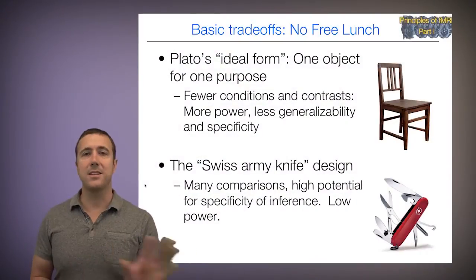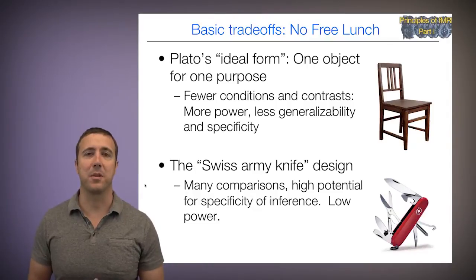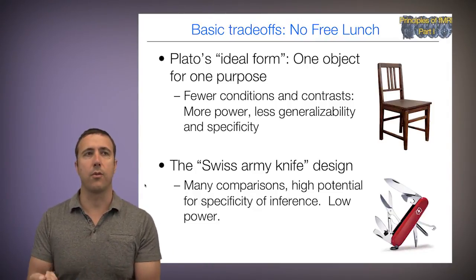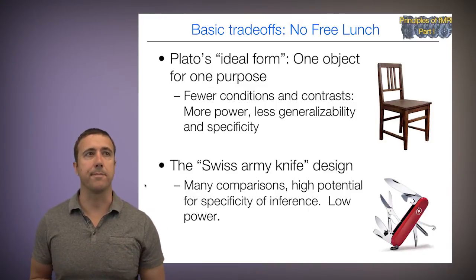Before we go into the different kinds of designs, here's a really important principle, and it's a basic trade-off. The trade-off here is between designing a study that is really powerful and efficient for one purpose and designing an experiment that can serve many purposes. So the first I'll call the ideal form design, and this goes back to Plato, who thought that there was one ideal canonical form for each kind of object or thing.